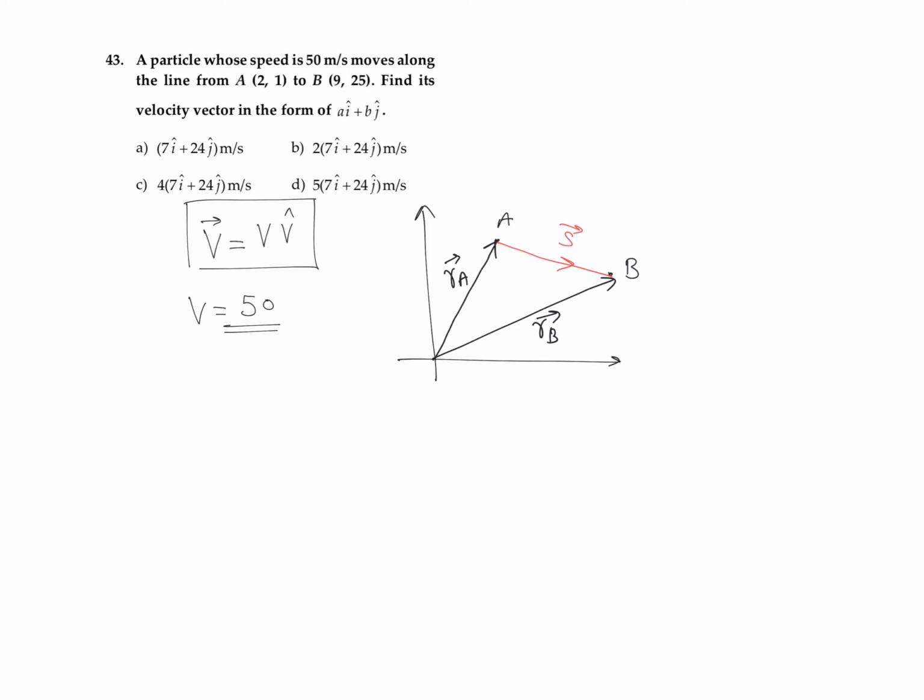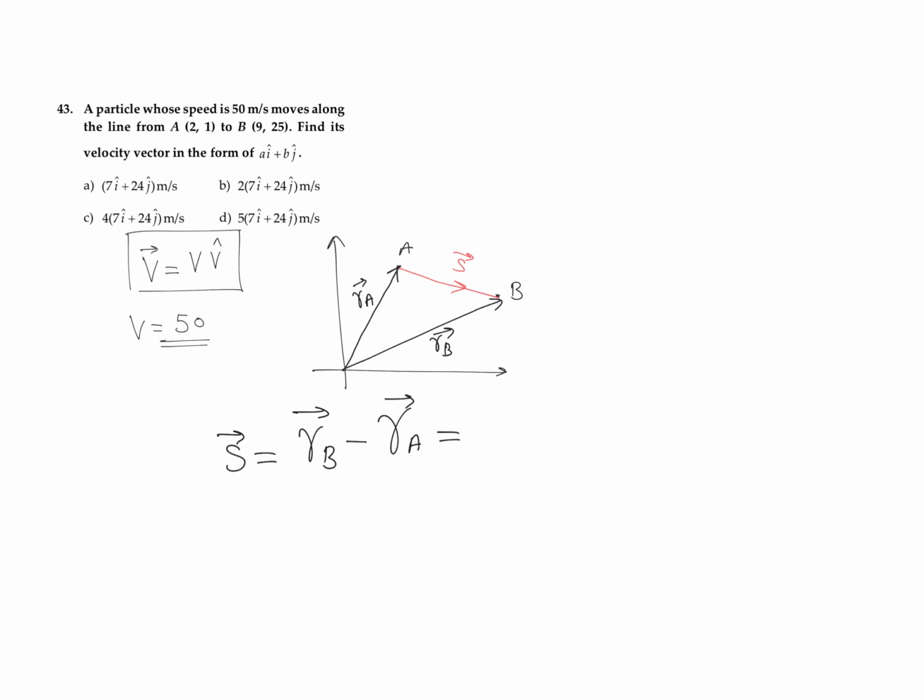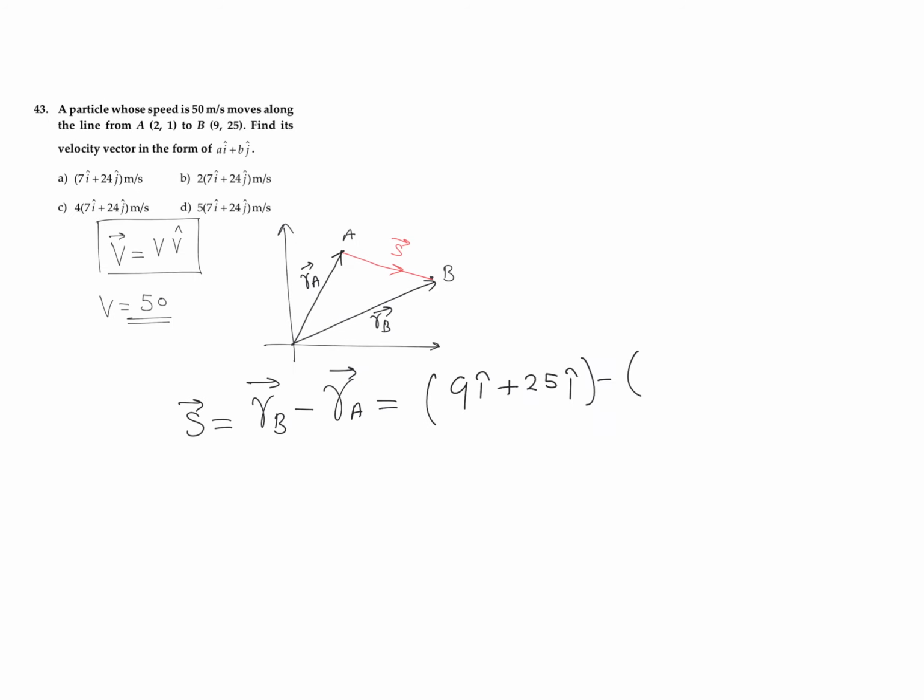So we can write the value of the displacement vector. We already know that if a particle is displaced from point A to point B, its displacement vector is the position vector of the final point, that is Rb, minus the position vector of the initial point. So just observe, the final vector Rb vector is 9 i cap plus 25 j cap minus Ra vector, that is 2 i cap plus 1 j cap. So we can write 9 i cap minus 2 i cap, which is 7 i cap, and 25 j cap minus 1 j cap, which is nothing but 24 j cap. So this is our displacement vector.